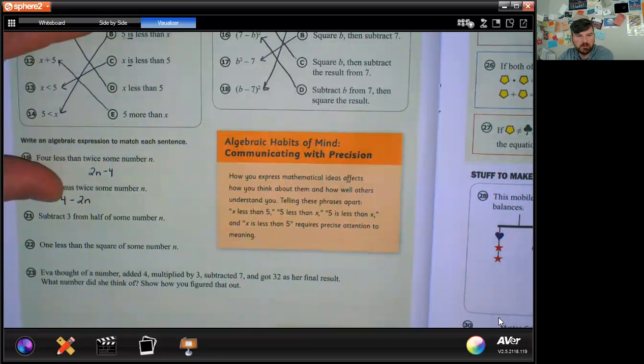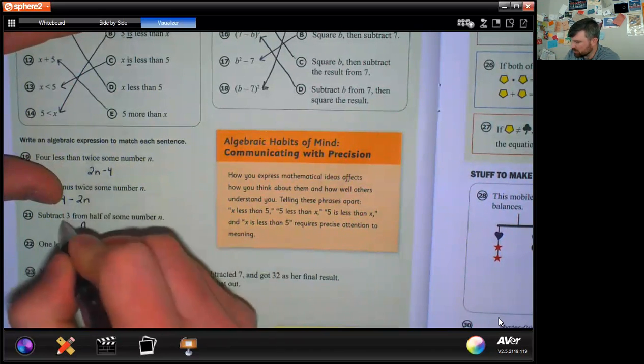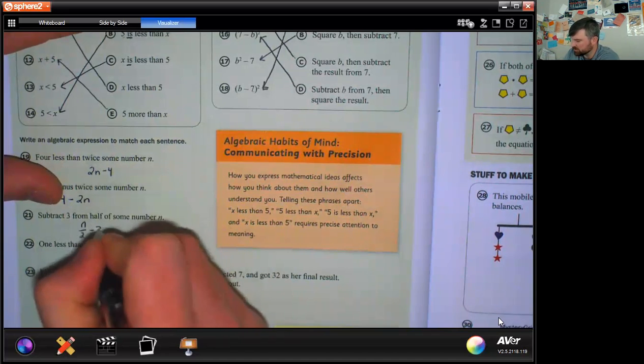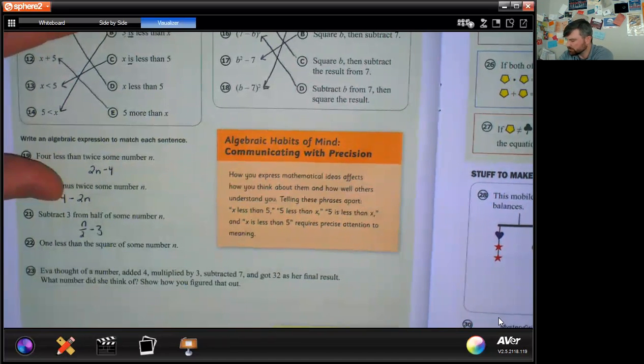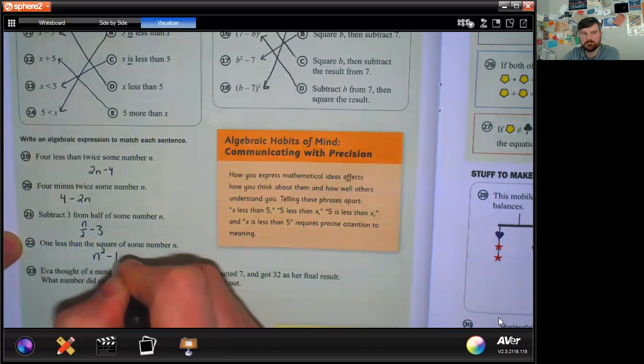Subtract 3 from half of some number. So you got some number and you want half of it. And then you want to subtract 3 from that result. 1 less than the square of some number. Okay, so you got the square of some number, n squared, and you want 1 less than that.